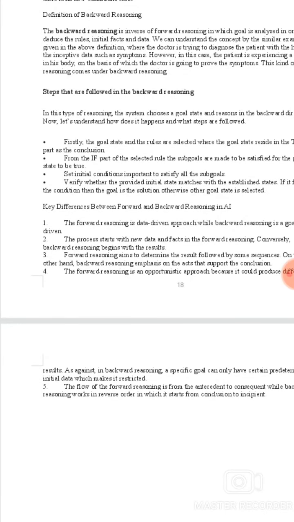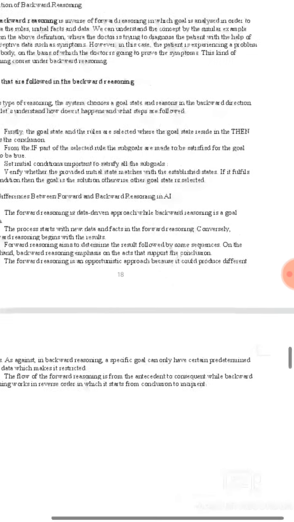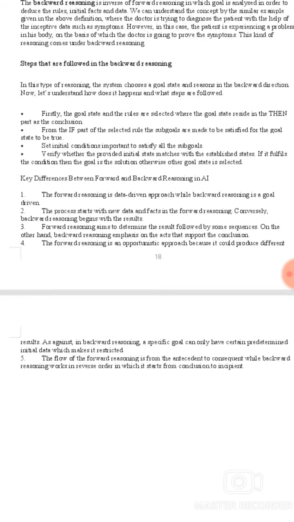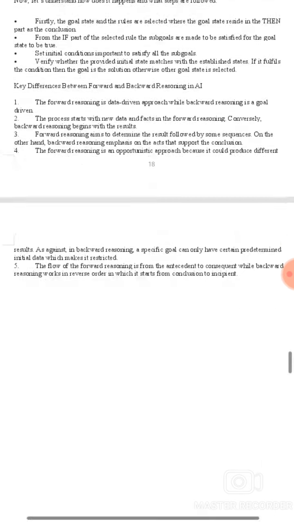Key differences between forward and backward reasoning in AI. Forward reasoning is a data driven approach, while backward reasoning is goal driven. The process starts with new data and facts in forward reasoning. Conversely, backward reasoning begins with the result. Forward reasoning aims to determine the result followed by some sequences. On the other hand, backward reasoning emphasizes the acts that support the conclusion.